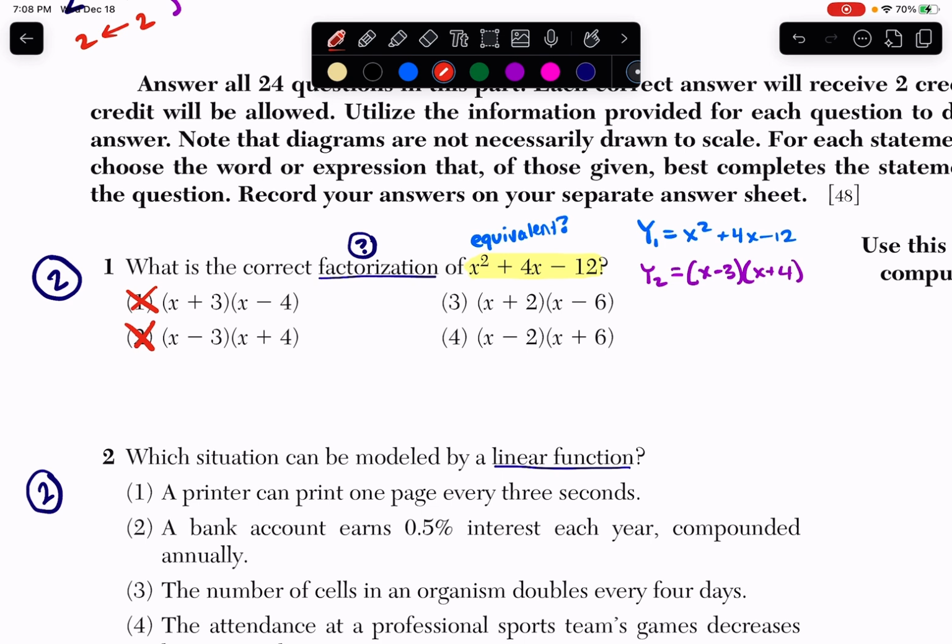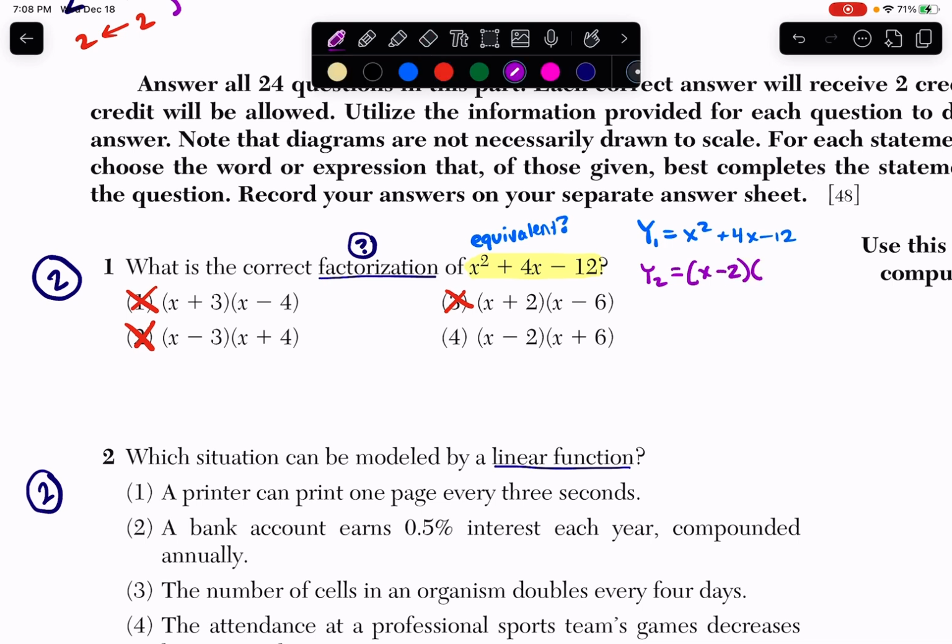Now I'm going to take a look at answer choice 3, x plus 2 in y2, x minus 6. When I look at my table, that one still does not match. So I'm hoping that answer choice 4 matches, because if answer choice 4 matches, then I can be pretty confident that I know what's up.